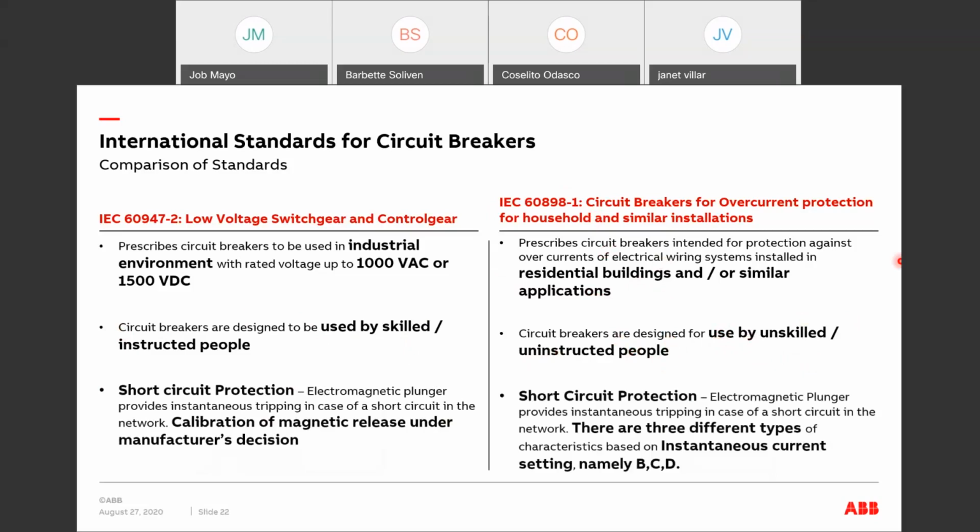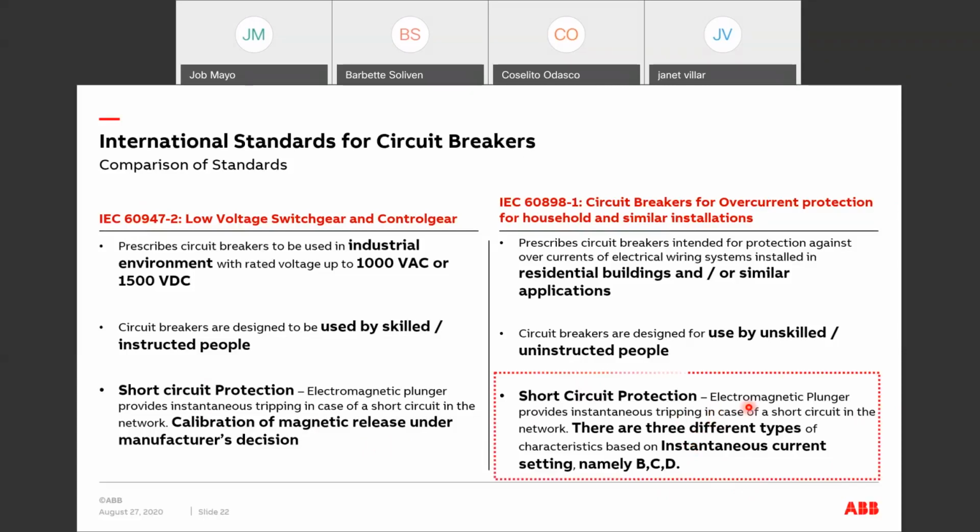Of course, the two circuit breakers have short circuit protection. The only difference is that for short circuit protection under 947-2, the calibration of the magnetic release is at the manufacturer's prerogative. On the other hand, for the IEC 60898-1 standard, there are standard current settings, which are the B curve, the C curve, and the D curve. Later, I'll show you the difference between the three, and ABB has two other solutions for more rugged applications or more sensitive applications.